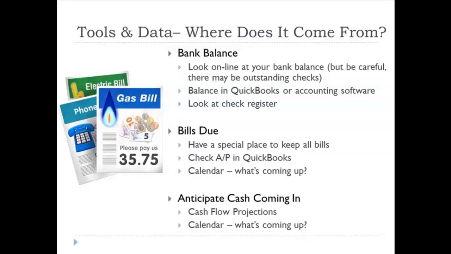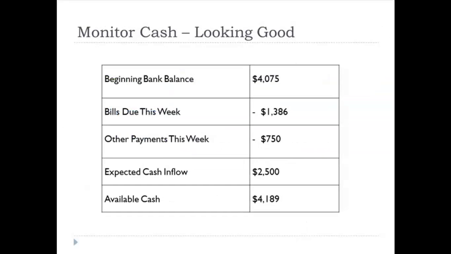Now that you have those three numbers, you can do a little bit of quick math. And here's an example of a farmer that had a beginning bank balance of $4,000. She anticipated that she'd have about $1,300 in bills due that week. Another payment, let's say her rent was $750. She expected some cash to be coming in from farmers markets.